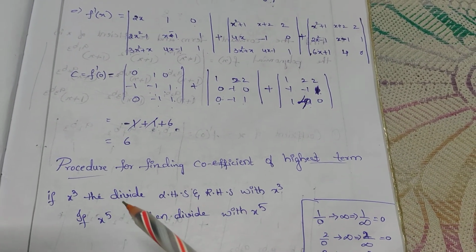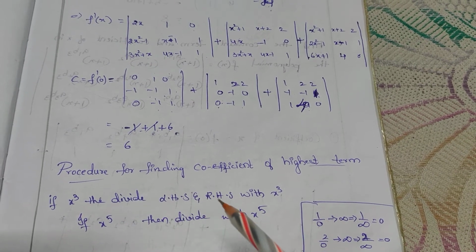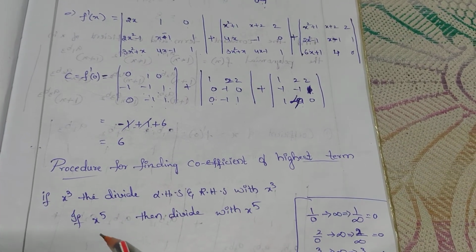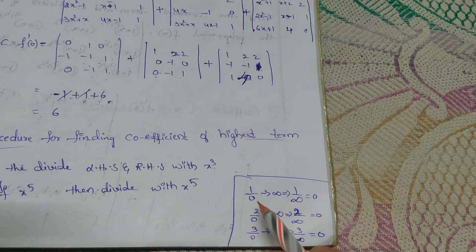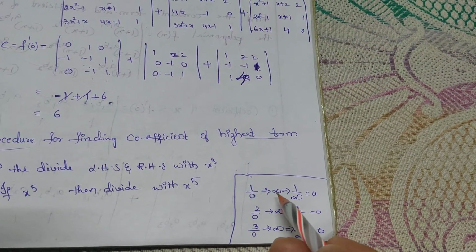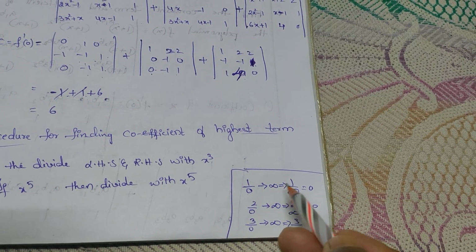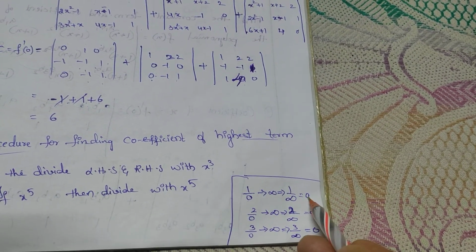If x cube, then divide LHS and RHS with x cube. If x power 5, then divide both sides with x power 5. You just follow this logic. 1 by 0 means infinite, but 1 by infinite tends to 0.